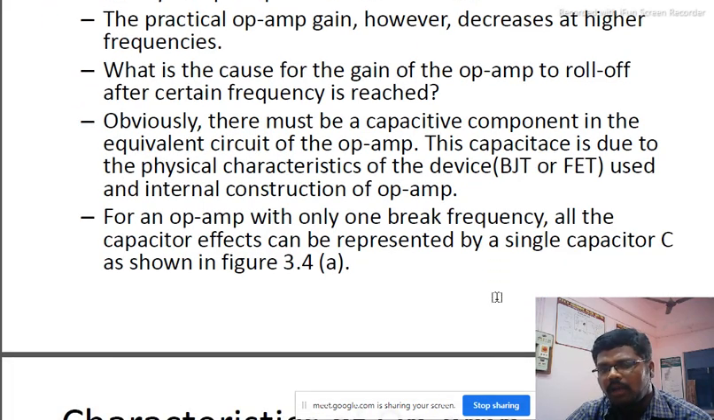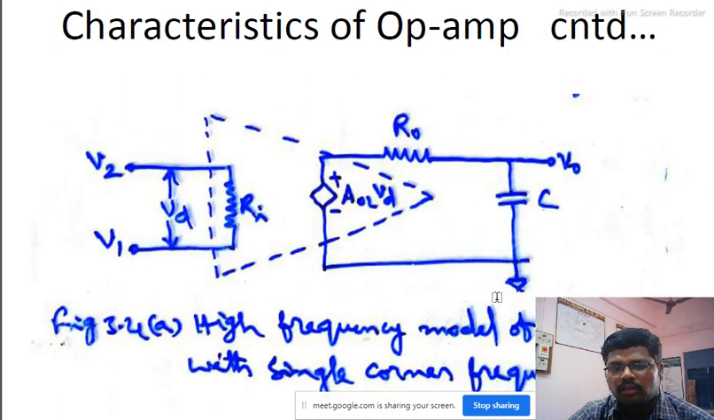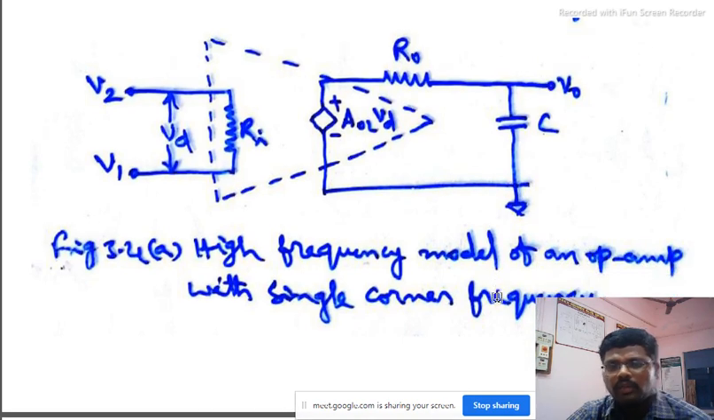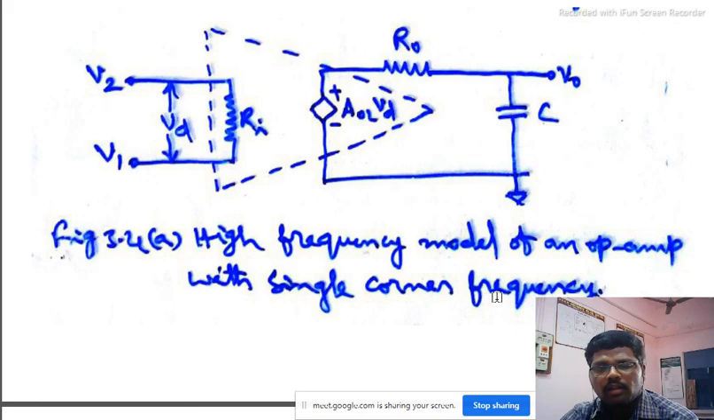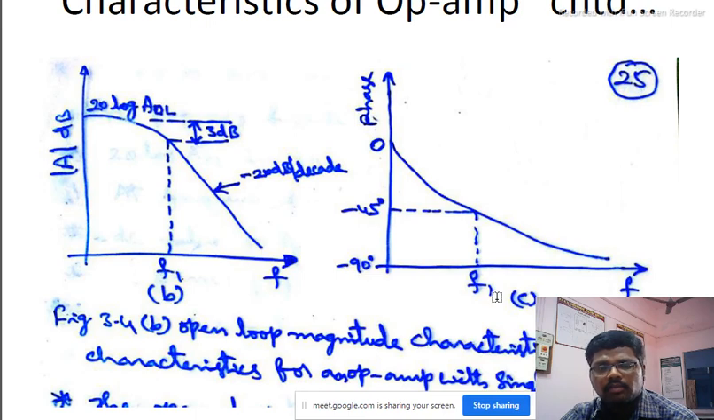For an op amp with only one break frequency, all the capacitor effects can be represented by a single capacitor. You have to represent it with only a single capacitor. This is called the high frequency model of an op amp with a single capacitor, and it is also open loop.